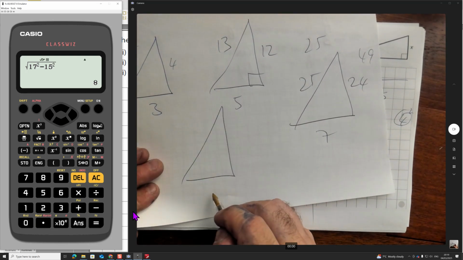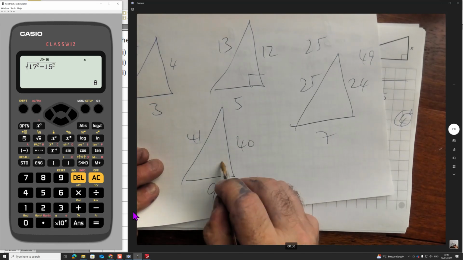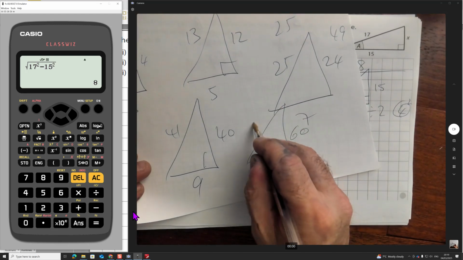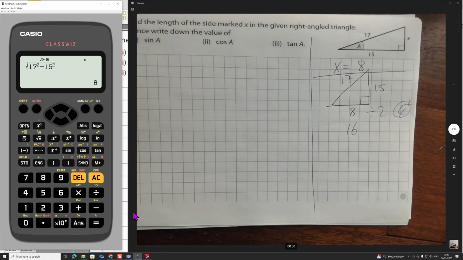It goes on and on and on. It's great fun, lads. 9 squares to 81, you've got 40 and 41, making a Pythagorean triplet. 11 squared is 121, so you have 60 and 61. It goes on and on, but you're probably happy enough stopping there.